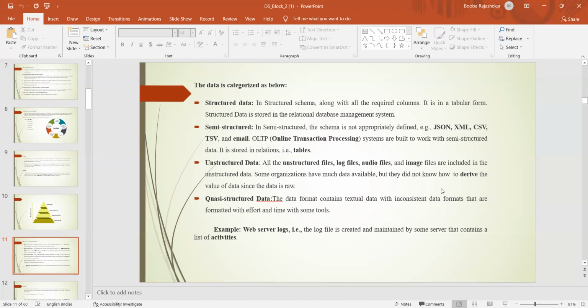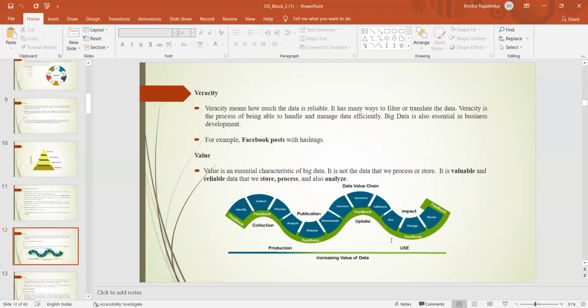Some organizations have much data available, but they do not know how to derive value from the data, since the data is raw. Next one, quasi-structured data. That format contains textual data with inconsistent data format that can be formatted with effort and time using some tools. The example is the web server log, which is one example in big data. The log file is created and maintained by a server and contains a list of activities.